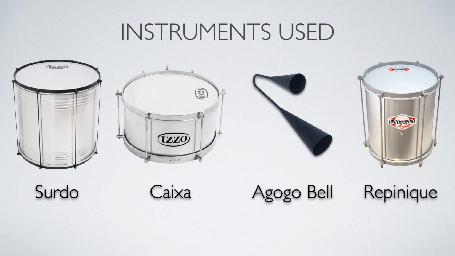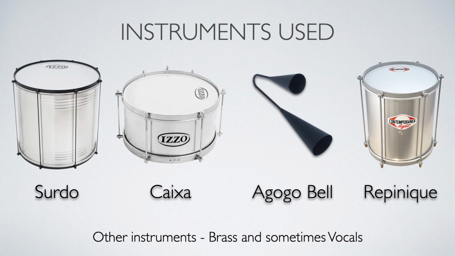Samba music can also have some other non-percussion instruments such as brass and vocals. A big difference between samba music and African drumming, samba music tends to have more of a melody line over the top of the percussion instruments, either through other instruments such as brass instruments performing the melody, or singers singing a melody over the top of the percussion.